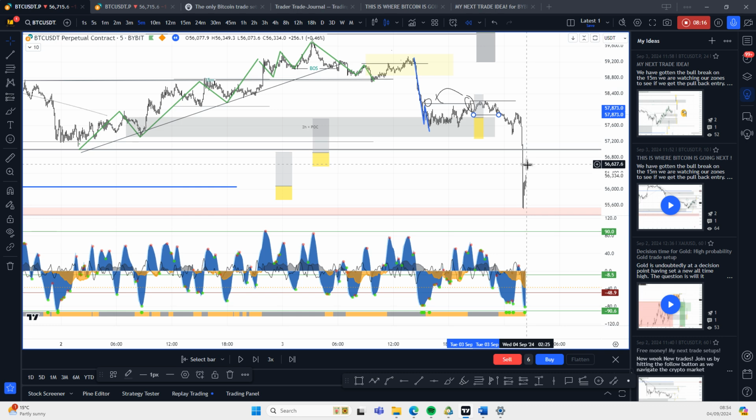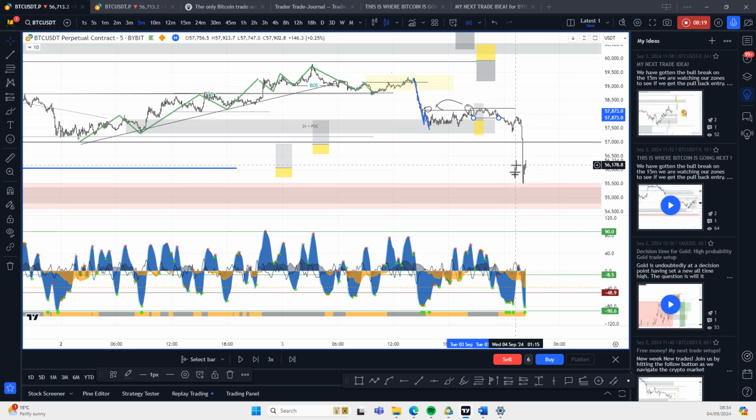But that's not a trade we're prepared for. So there's no point really talking about it. That's not a trade we're prepared for.